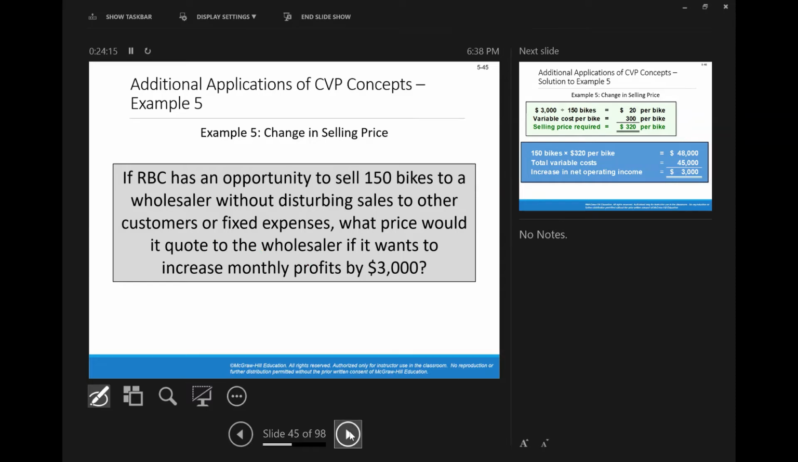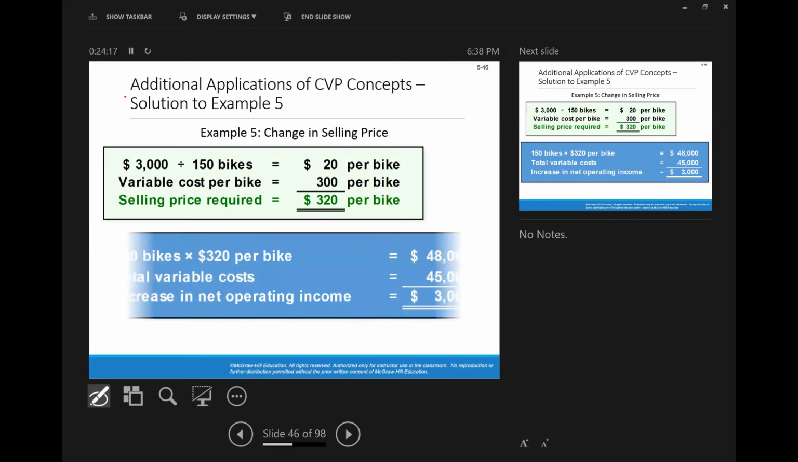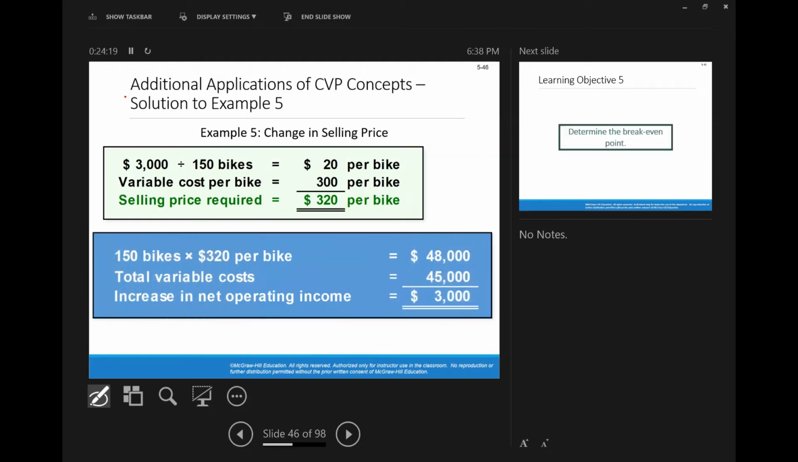So what does that look like? We're going to take that 3,000, divide it by the quantity, which is 150. So we get $20 per bike. The variable per bike is 300. That stayed the same. So now we have the selling price that's required. Selling price required is $320.